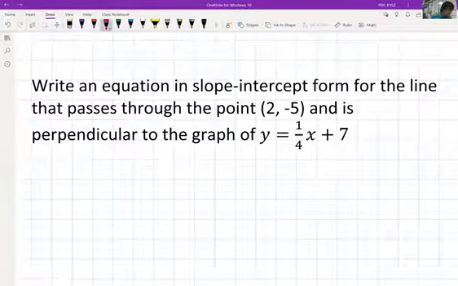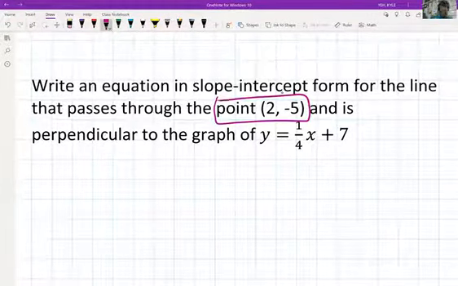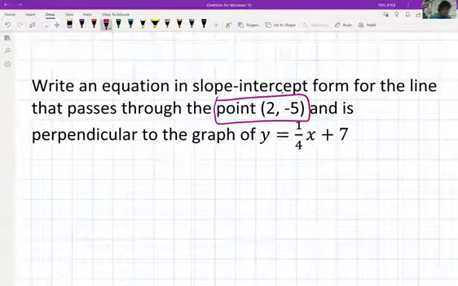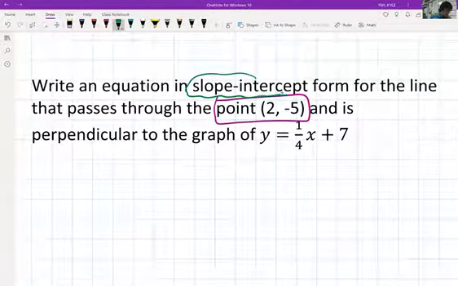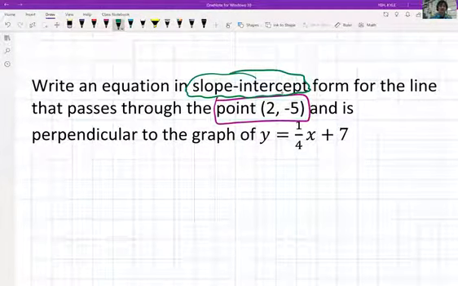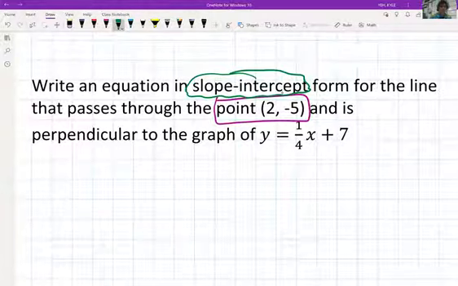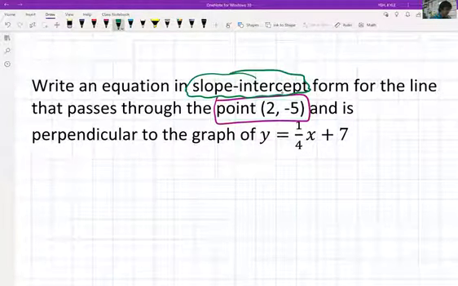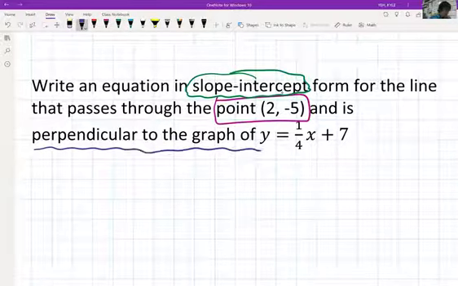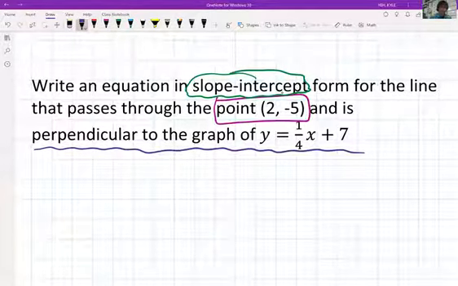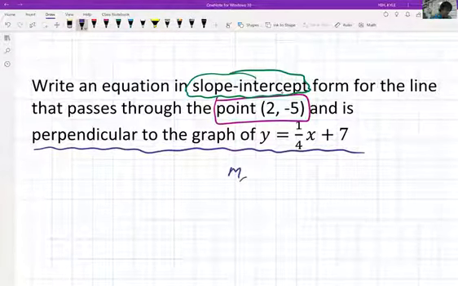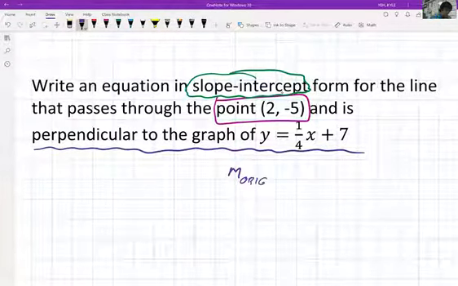I know I need to go through this point. And anytime I see that in a problem, I'm immediately suspicious that I'm going to use point slope form, at least at the start. I know it says get it in slope-intercept form at the very end, but we might go through point slope form because we saw if we can write something in point slope form, we can convert it really quickly. So what else do we know? We know that our line needs to be perpendicular to this graph. And if you remember back in 2.3 slope, we said that the perpendicular slope is the opposite reciprocal of our original slope.